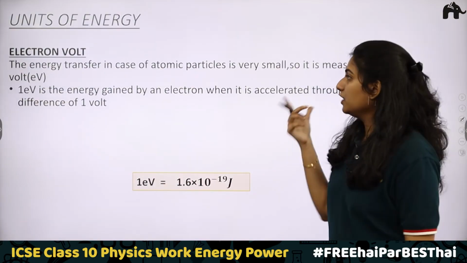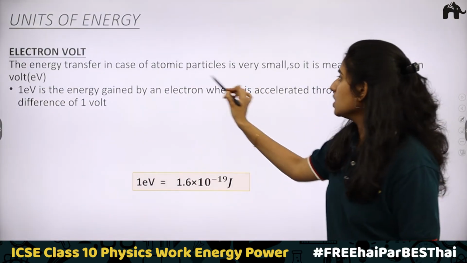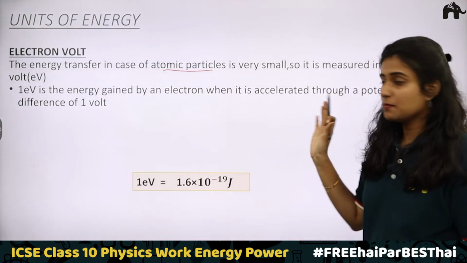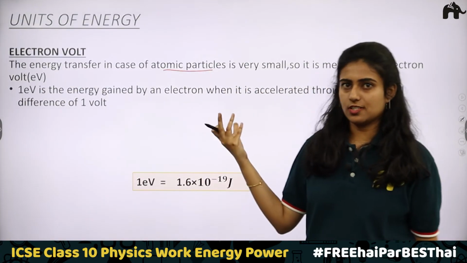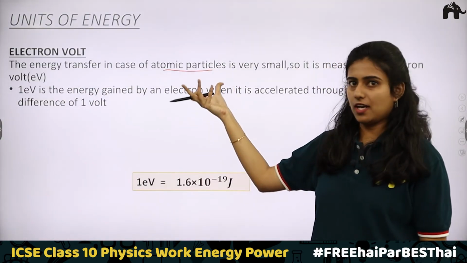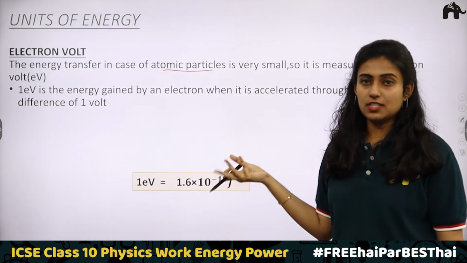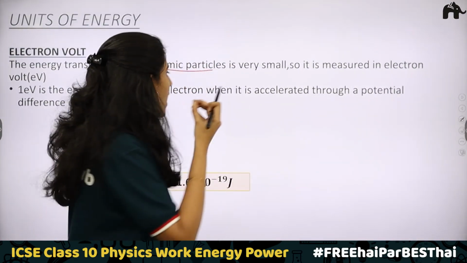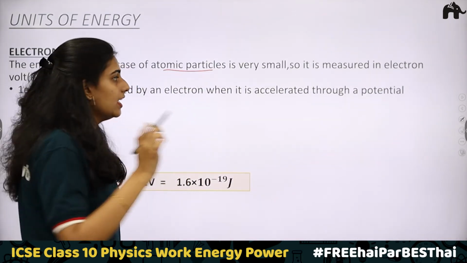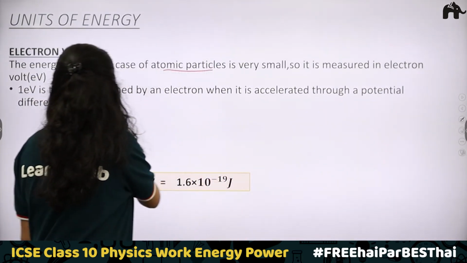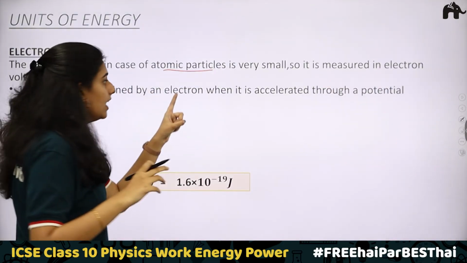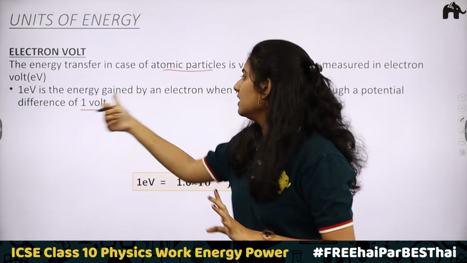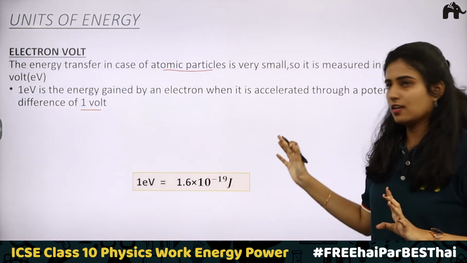You have one more unit to study, which is electron volt. It is used in case of atomic particles. The energy transfer in case of atomic particles is very small, so it is measured in electron volts. In heat energy, we use the unit calorie. What is 1 electron volt? When you have an electron and you accelerate this electron through a potential difference of 1 volt, 1 electron volt is the energy gained by the electron. This is what 1 electron volt is.